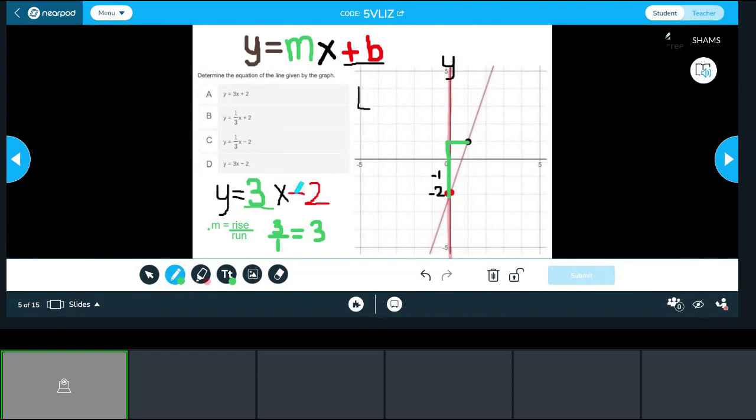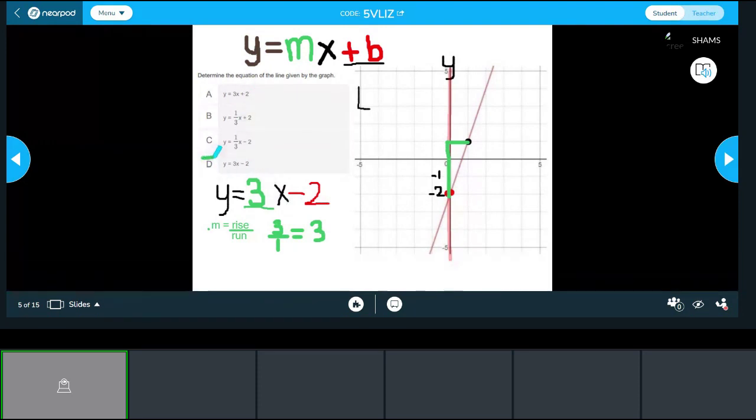What does the negative 2 mean? Negative 2 means y-intercept. Look at the y-axis. Look at the graph. Where do the two meet? They both meet at negative 2. Therefore, I have minus 2 in my equation. You will see all of these. You probably can figure out D is the one that matches.